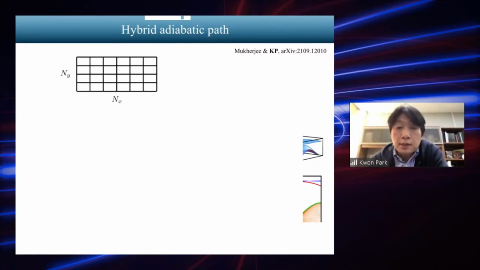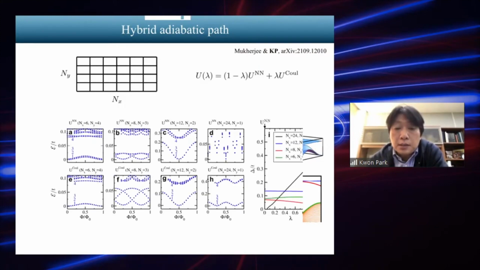So for example, we have this rectangular system with X and Y, and then we can deform the interaction from nearest neighbor to Coulomb. And this is our result. These first four panels, A, B, C, D, come from the nearest neighbor interaction, by changing the aspect ratio from close to square to the thin torus limit, and the bottom four are for the Coulomb interaction, and again, by stretching the system, we go from square-like to the thin torus limit.